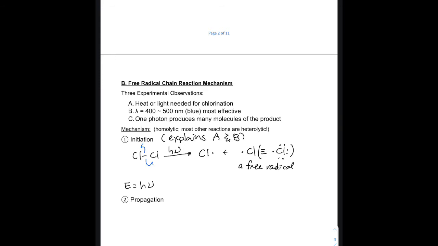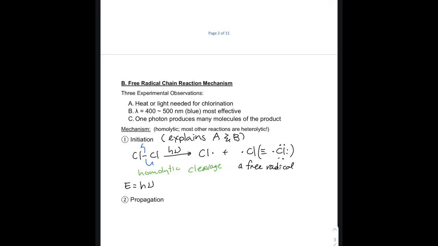This type of cleavage reaction is called a homolytic cleavage. Remember, lysis means breakup, homo means the same. It's called homolytic because the two atoms get the same number of electrons. Usually we're used to heterolytic cleavage, where the two atoms separate, but usually one atom gets 2 electrons and the other atom gets none. Those are heterolytic cleavage, but this is a homolytic cleavage that gives you a free radical.